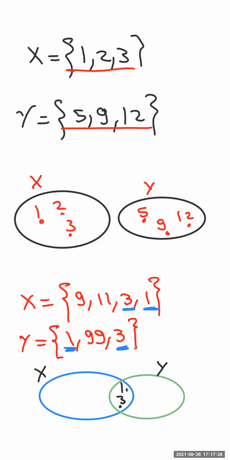Then continue. X, what are the remaining elements? 9 and 11 on X. 9, 11, like this. Then what about Y? Only 99, 99. That's it.